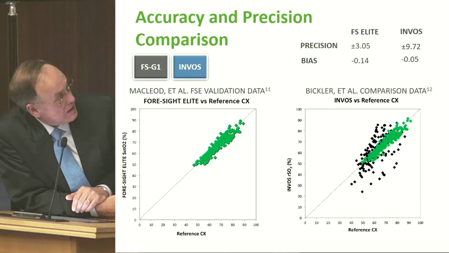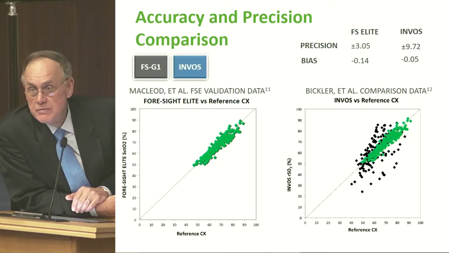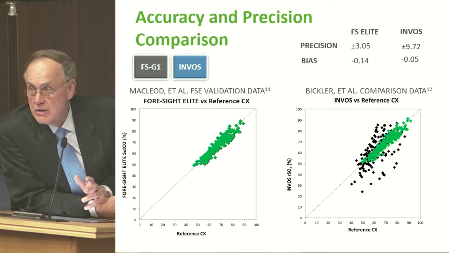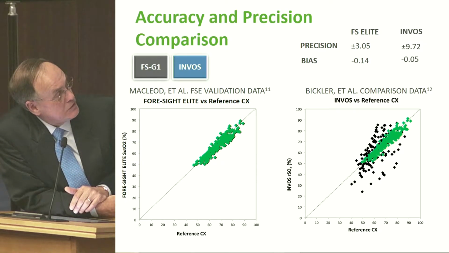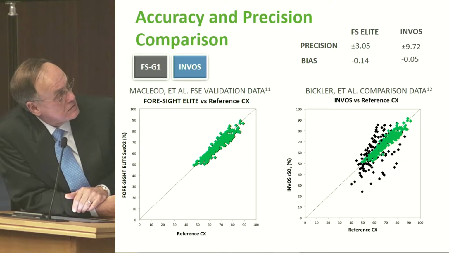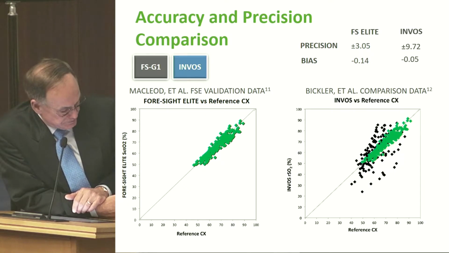All of these dots here below this 45-degree line are what we call false positives. In other words, the monitor was giving information that hypoxia was occurring when indeed the patient's condition was normal. So it's a serious problem.